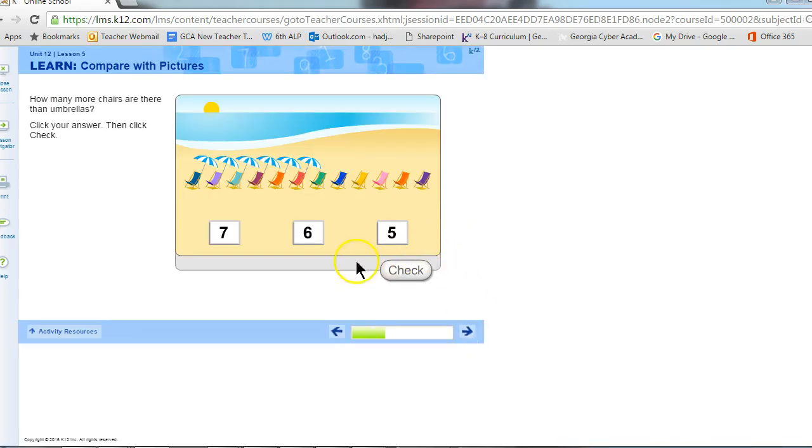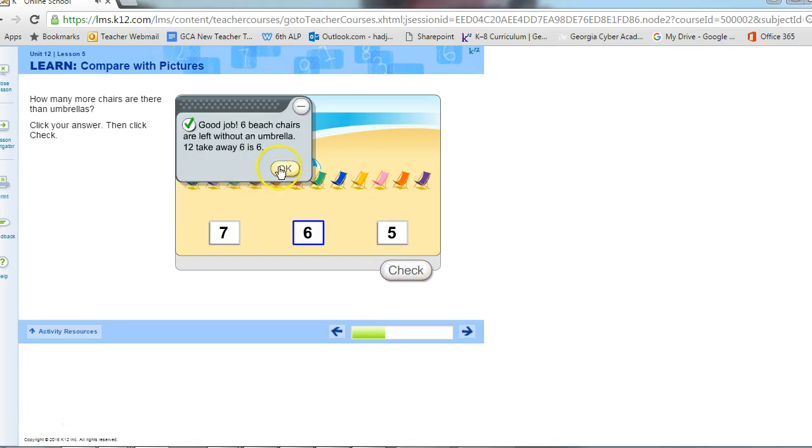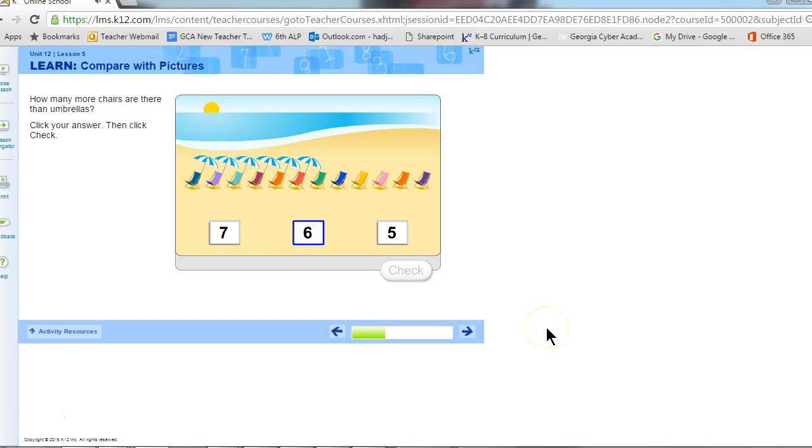So now we want to know how many more chairs are there than umbrellas. And all we have to do is count those chairs that do not have an umbrella. So boys and girls, count those up. If you got 6, you are correct. There are 6 more chairs because those chairs do not have an umbrella.